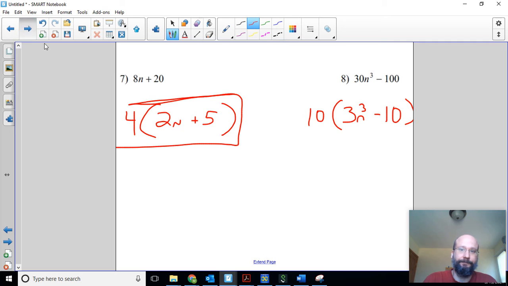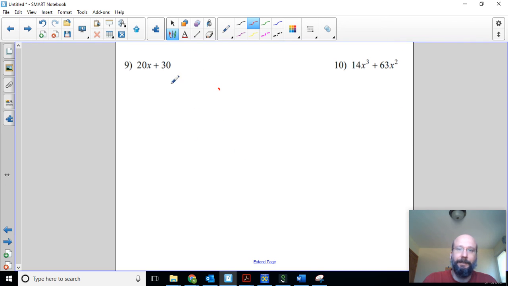All right. So the GCF of 20 and 30 is 10. X and nothing, so I can't take out an x because it has to be in all the terms for you to take it out. 20x divided by 10 is 2x. 30 divided by 10 is 3. Use a calculator if you need to.